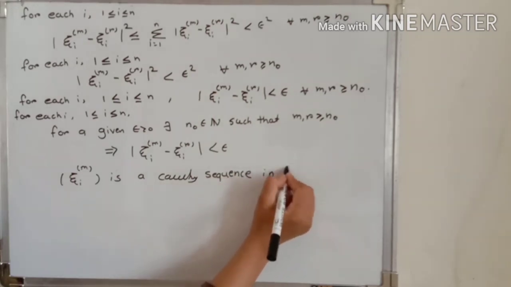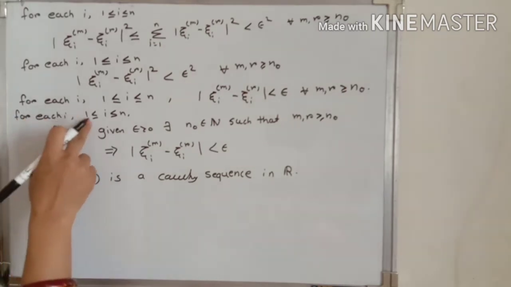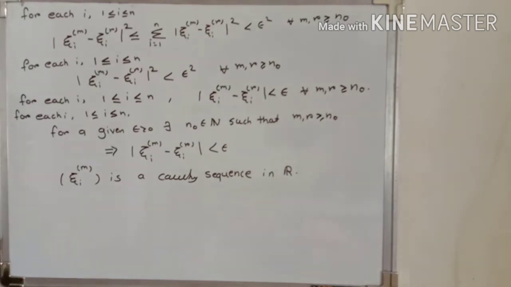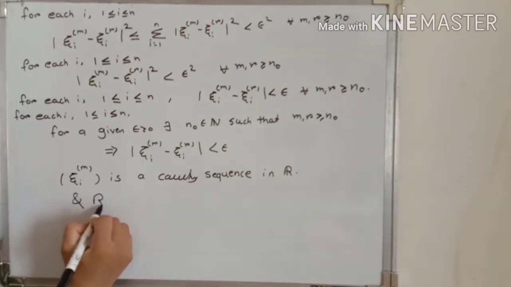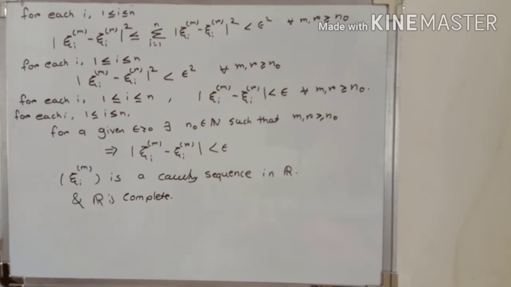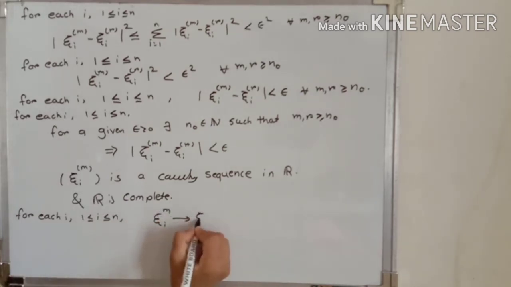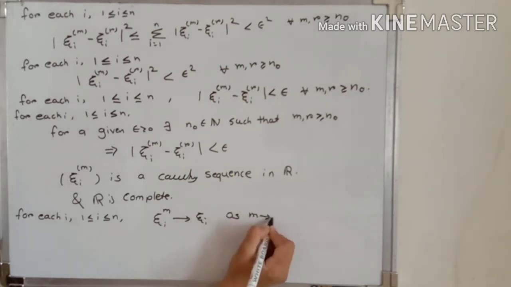It is a Cauchy sequence in R because each term is a real number, and this is true for each i, 1 ≤ i ≤ n. As it is a Cauchy sequence in R and R is complete, every Cauchy sequence in R converges in R, and therefore the sequence x_i^(m) converges in R. That is, we say that x_i^(m) converges to x_i as m goes to infinity.